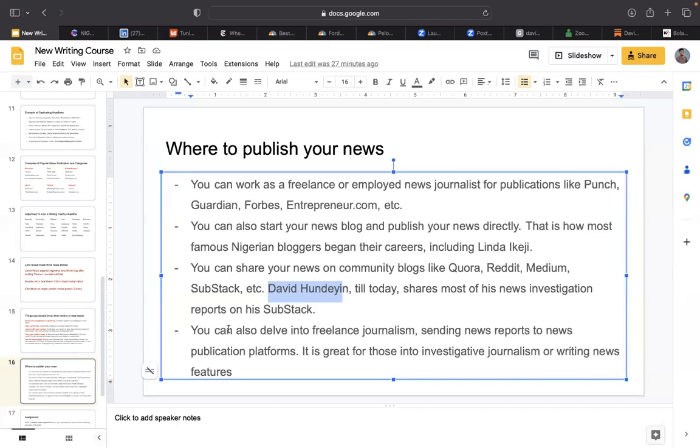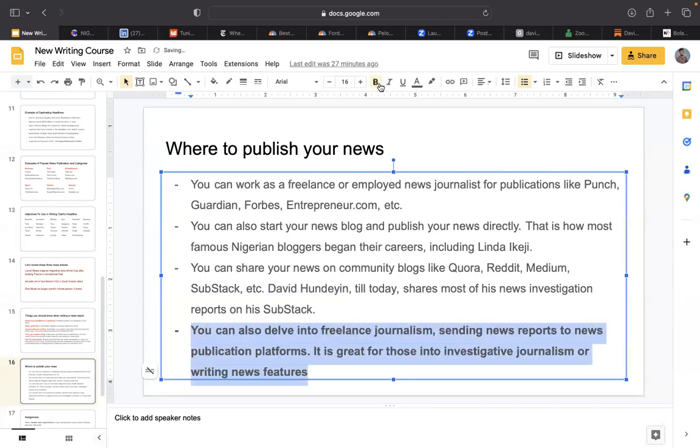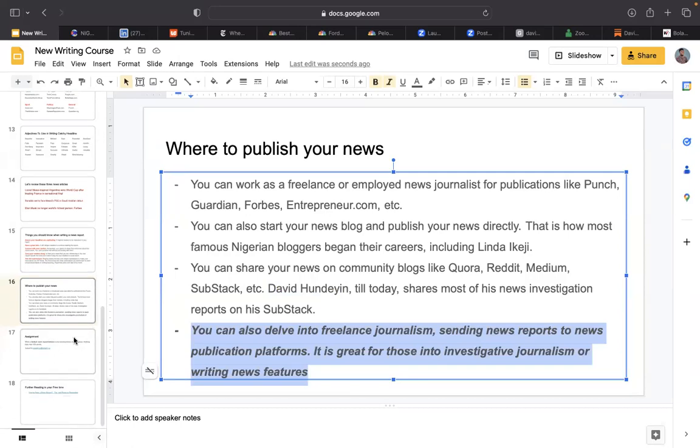You can also delve into freelance journalism, sending news reports to news publications and news platforms. It is great for those into investigative journalism and writing news features. On this particular one, I'm going to give some examples because I've explored some of it. And I think there's even much more money there if you know how to get good news.